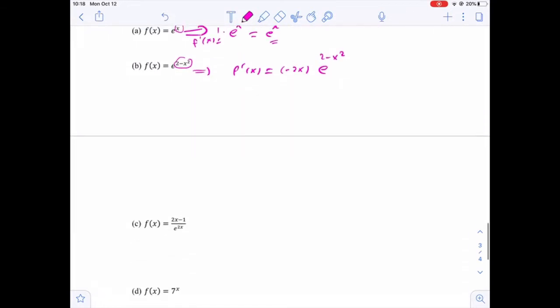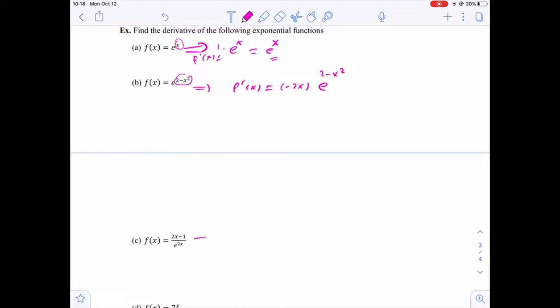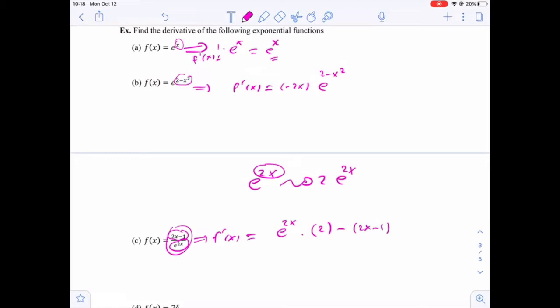And here we have a similar thing, but we need to apply the quotient rule because we have a numerator and denominator. So let's apply the quotient rule. The denominator times the derivative of the numerator, it's 2. The derivative of 2x minus 1 is just 2, minus the numerator times the derivative of the denominator. What is the derivative of e to the 2x? The derivative of the power is 2 times the same exponential function. So we write 2 e to 2x over the denominator squared.